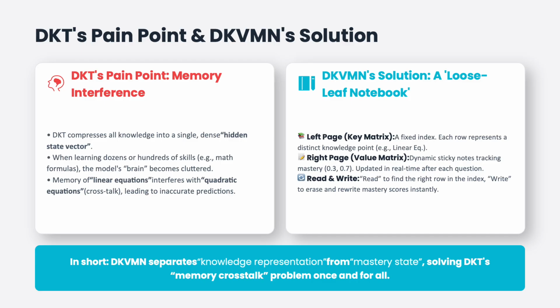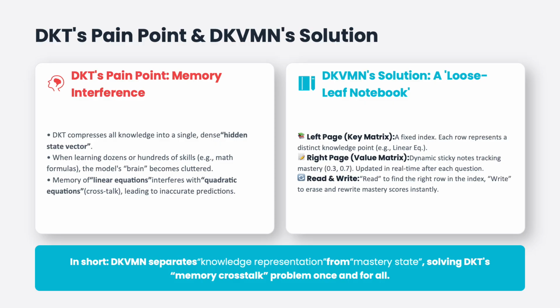Before DKVMN, the mainstream model was DKT. DKT's way of working is a bit like kneading all knowledge into a single dough, a single state vector. Imagine you've studied math, Chinese, and English, and all that knowledge is jumbled in your head. What problem would that cause? Exactly, knowledge confusion and memory interference. When you try to recall a math formula, an English word might pop in, and your brain becomes overloaded. That's the pain point of DKT.